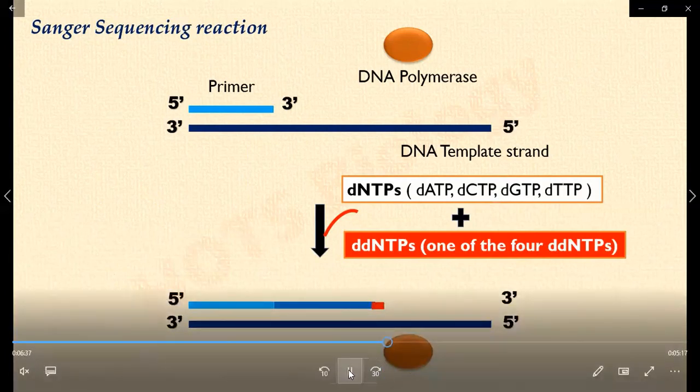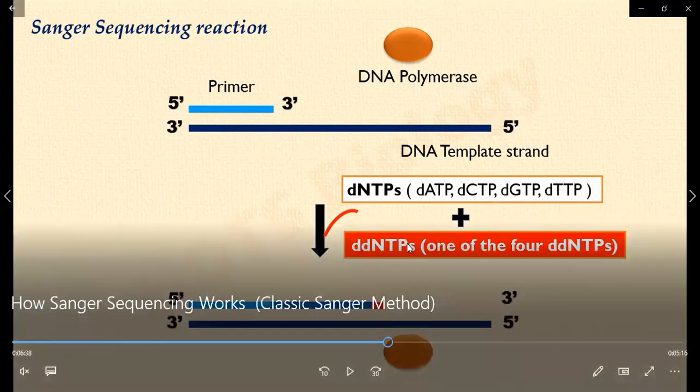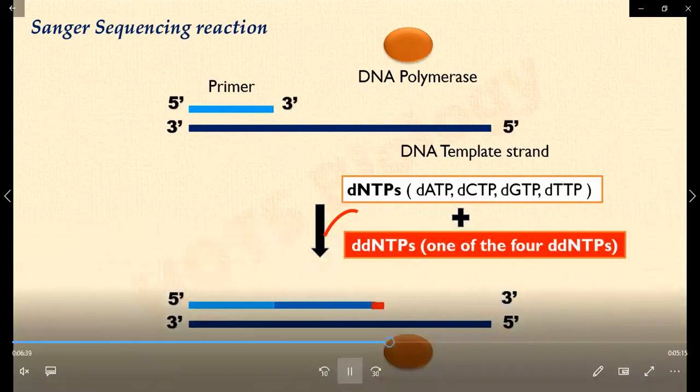The reaction will keep on taking place like that. ddNTPs are presented in red. Okay. Now look here. This reaction has occurred like that. Addition has taken place, but wherever the red sign is visible, it means that a ddNTP has been added there, and that has terminated the reaction.